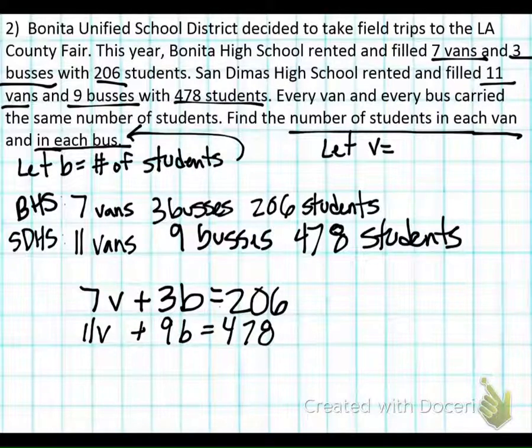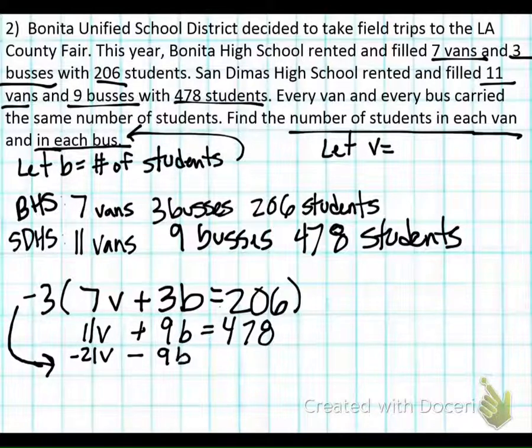Okay, now I want to just solve this like a regular systems problem. So I'm going to take this equation on top and multiply by a -3 and write it down here. So that gives me -21V minus 9B equals -618.